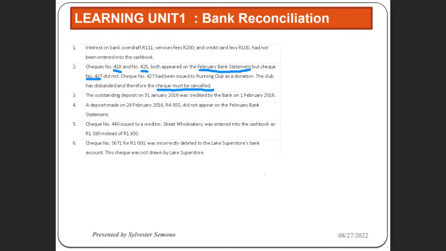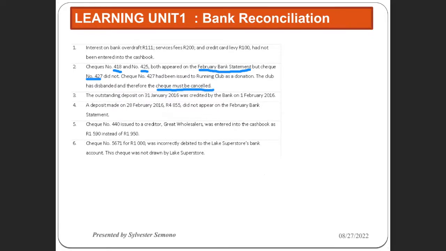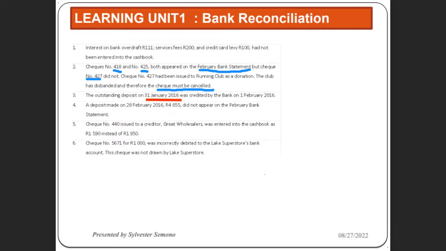That was number 2. We have finished number 2, as you can see. Now we go to number 3. What are they saying about number 3? They say the outstanding deposit on the 31st. Can you see now they're talking about the outstanding deposit? When they say 31st of January, it means they're talking about the past month, the previous month.